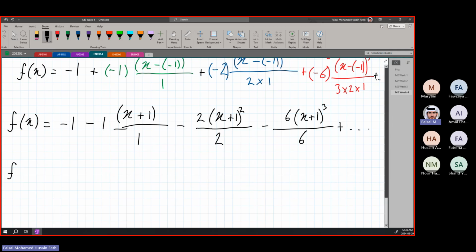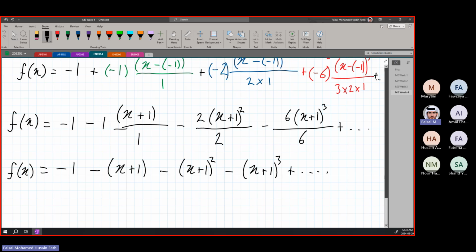We simplify it one last time. We're going to have minus 1 minus 1, and divided by 1 is just 1. So minus x plus 1, minus 2 divided by 2 is 1. So minus x plus 1 squared, minus 6 divided by 6 is 1. So minus x plus 1 cubed and so on and so on. It will continue. And this is your solution for it.